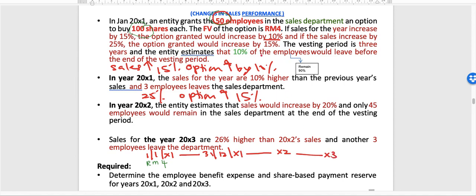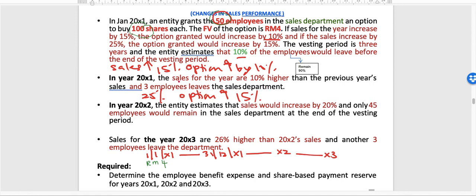And then they estimate that 10% of the employees will leave before the end of the vesting period. So this is the estimated percentage of employees leaving the company. These employees are not entitled to the option, to the grant. So when we calculate, in year 1, the sales for the year are 10% higher. So it is not entitled for the performance condition because it is below 15%. And 3 employees leave the sales department.